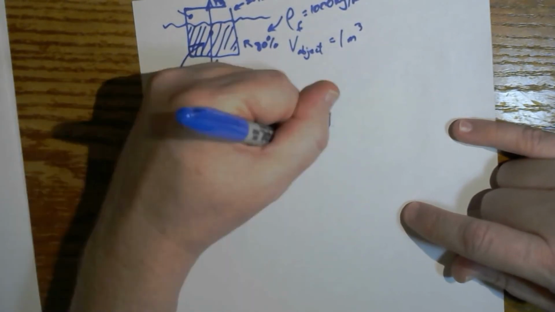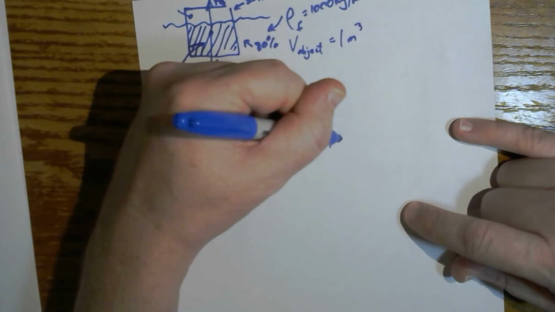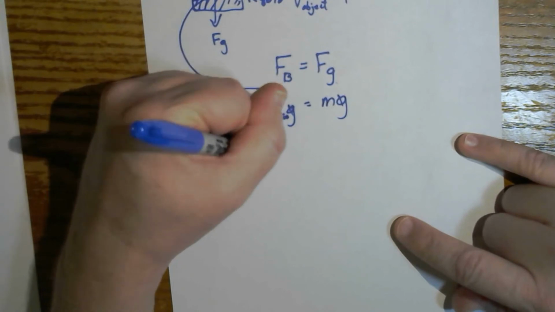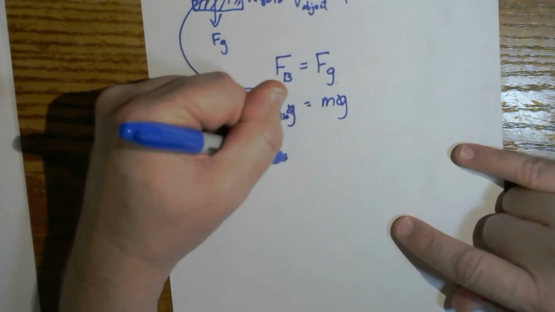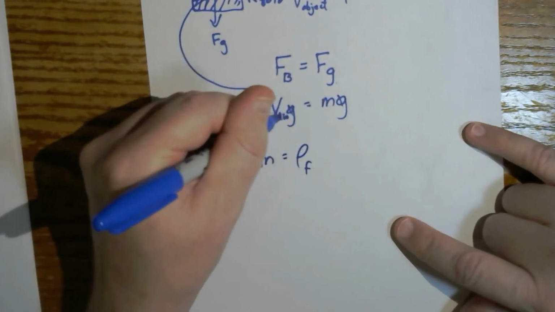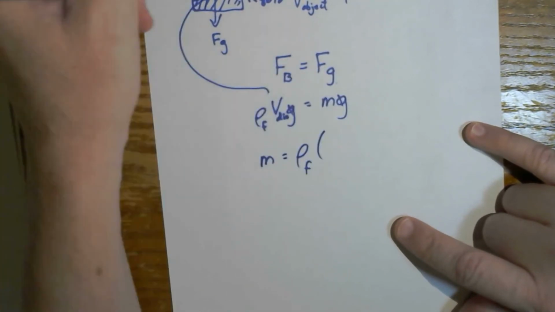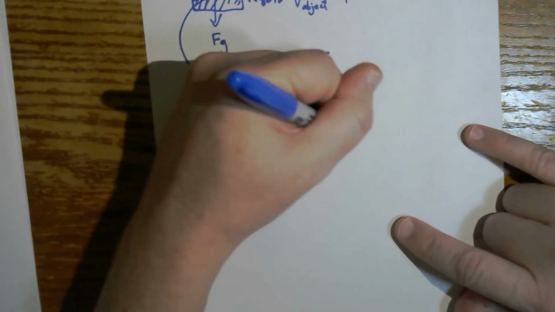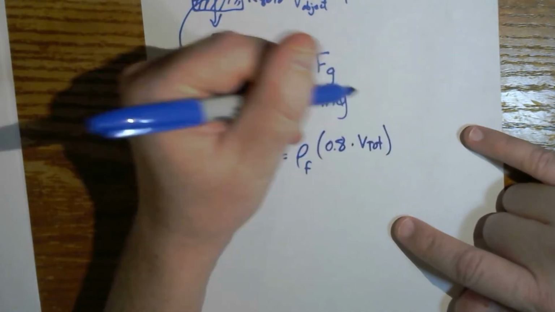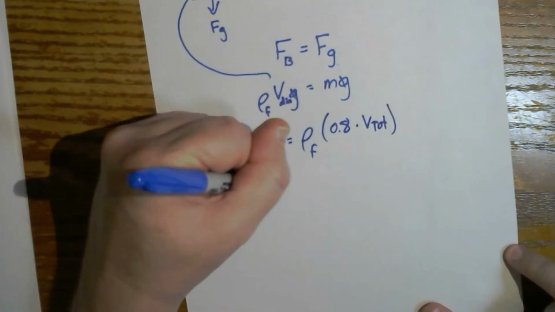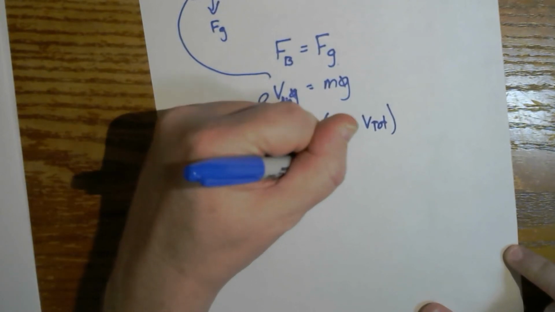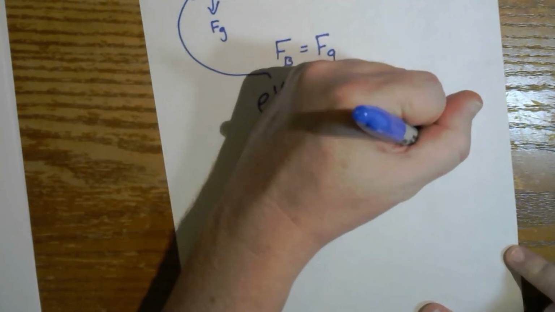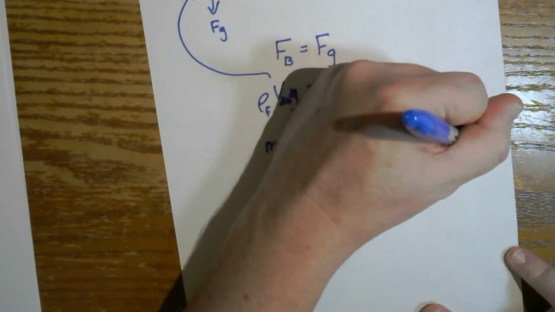The displaced volume. Now over here on the right hand side, the force of gravity is just mg, so it's nice, get rid of a g term. And so that means that the mass of this object is equal to the density of the fluid times the volume displaced. Well, the volume displaced is 80% of the total volume, so 0.8 times the total volume. And so that means that the mass has to be 1,000 times 0.8 times the total volume, which is 1. And so that means the mass of this object is 800 kilograms.